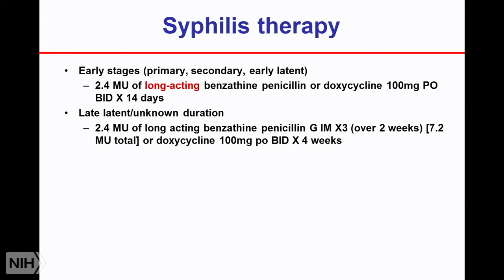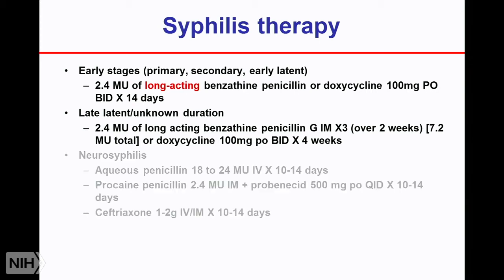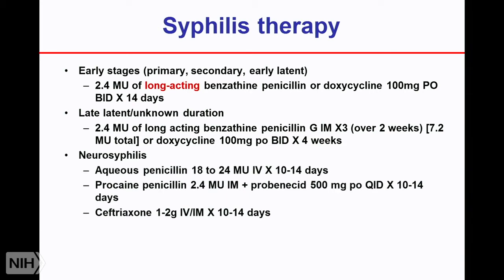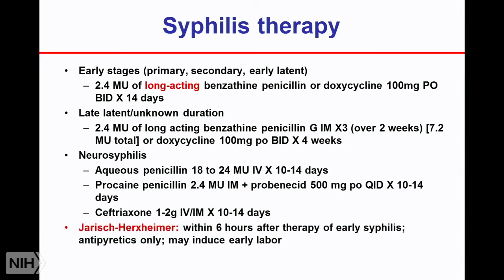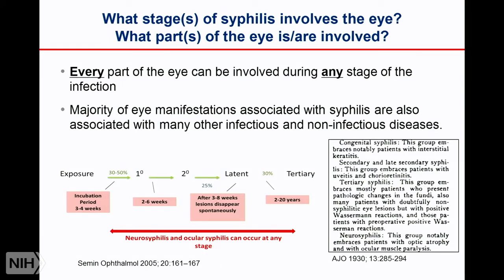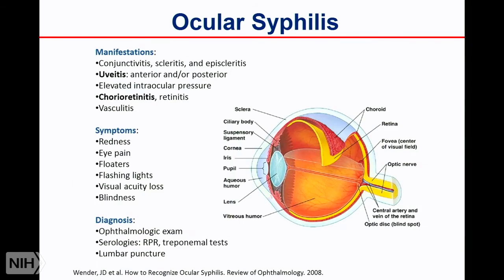We can give it once for the primary disease. Secondary, we give it over 3 weeks. And neurosyphilis, aqueous penicillin. And that's exactly what we did with that ocular case. We went ahead and treated that individual. It's difficult to know whether there's neurosyphilis involved, but in this case it was.